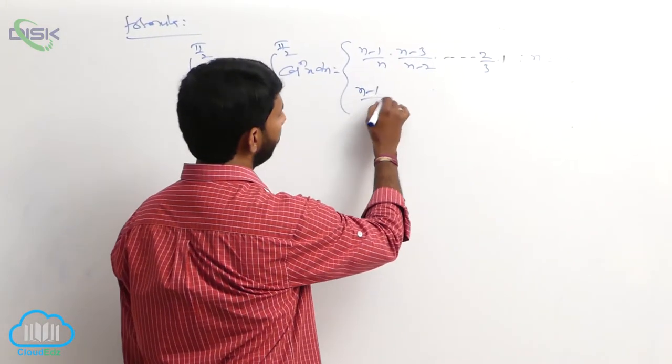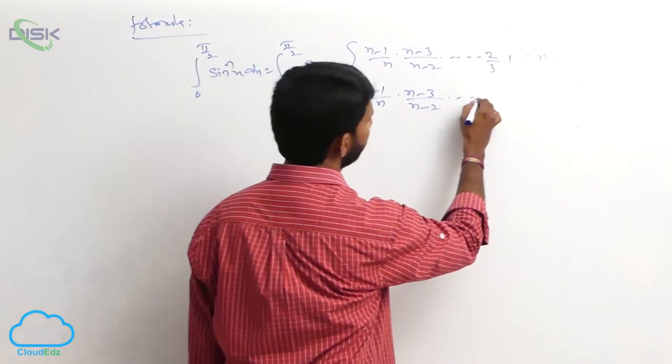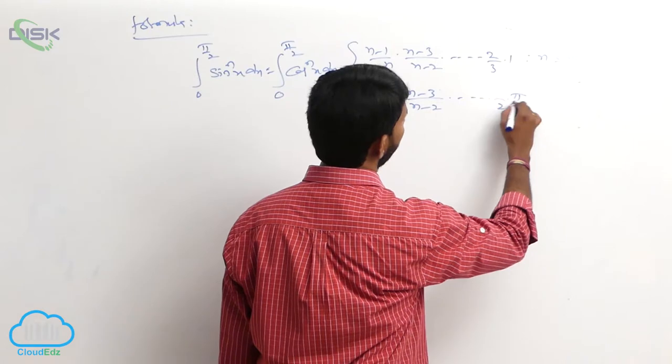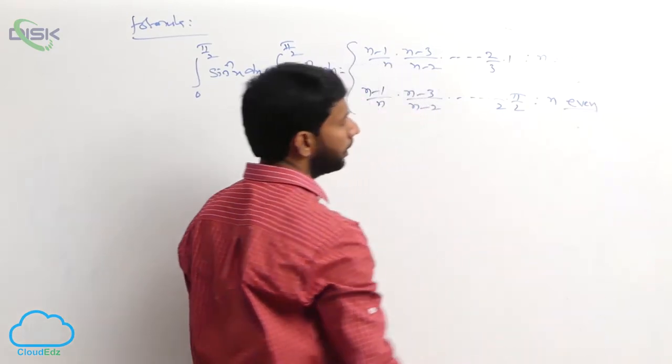Suppose n is even, it is (n minus 1)/n into (n minus 3)/(n minus 2) and so on, 1/2 into pi by 2, when n is even.